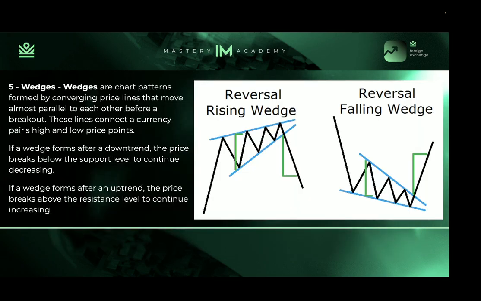Wedges. Wedges are a chart pattern formed by converging price lines that move almost parallel to each other before a breakout. These lines connect the currency pair's highs and lows at price points. If a wedge forms after a downtrend, the price breaks below the support to continue decreasing. If a wedge forms after an uptrend, the price breaks above the resistance level to continue increasing.